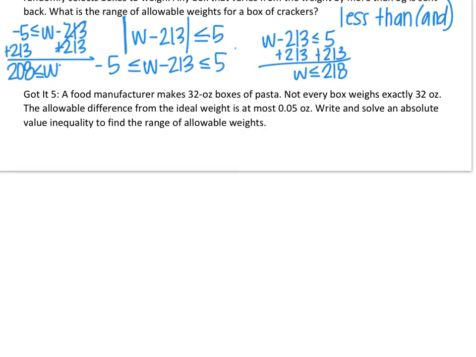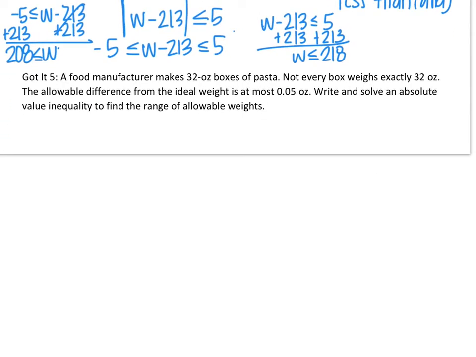Got it? Number 5. You can try this one on your own. I'm going to go over it though. So a food manufacturer makes boxes of pasta that should weigh 32 ounces. Not every box weighs exactly 32 ounces. The allowable difference is 0.05 ounces. Write an absolute value inequality to find the range of allowable weights.